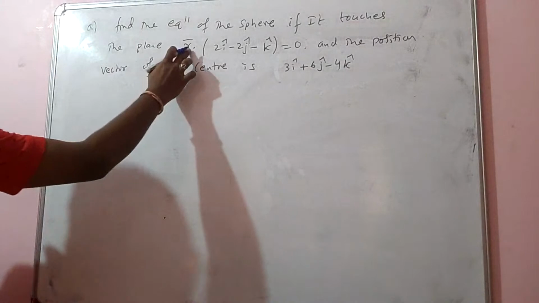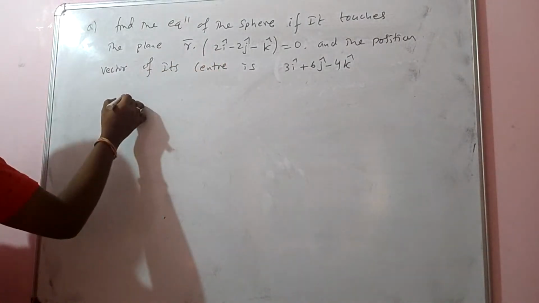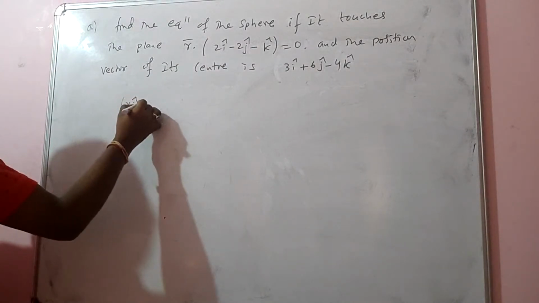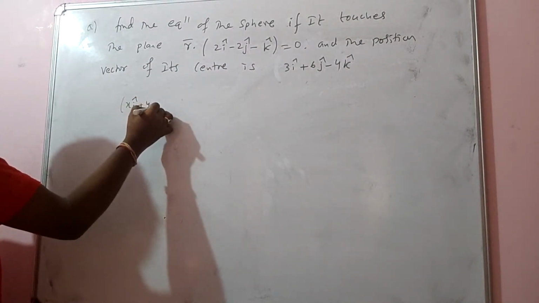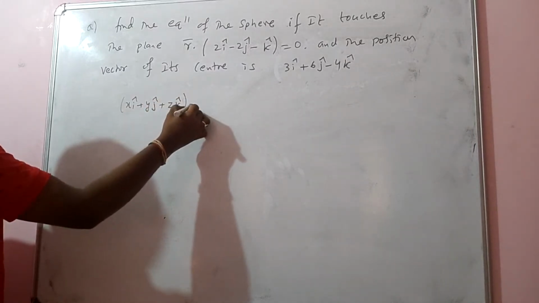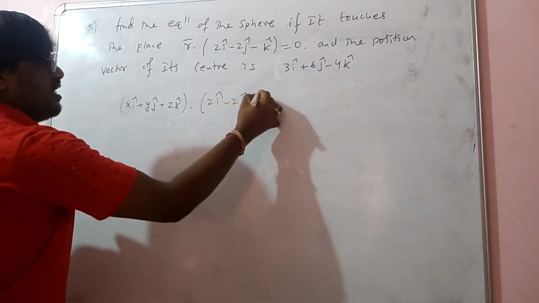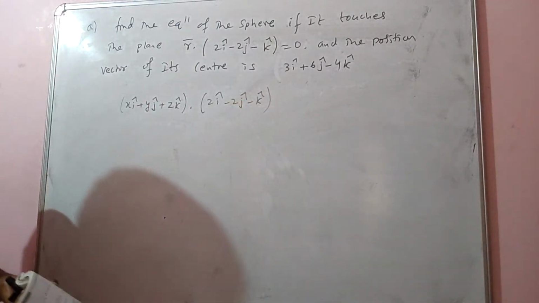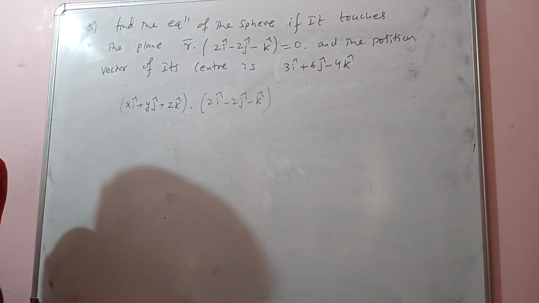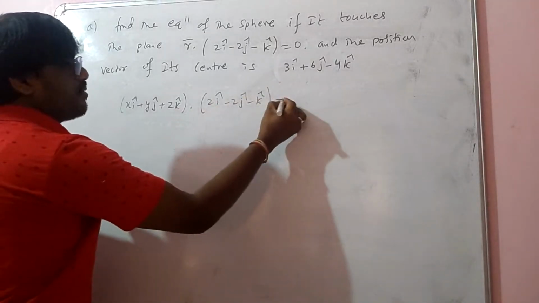Let me explain. Here this r, I can use the dot product. R is a vector, that is x i cap plus y j cap plus z k cap, dot 2i minus 2j minus k cap. This is given in vector equation and I will convert it into a Cartesian equation. You do the dot product.